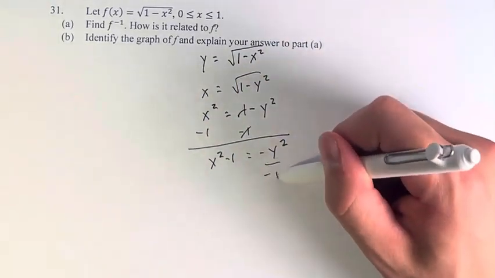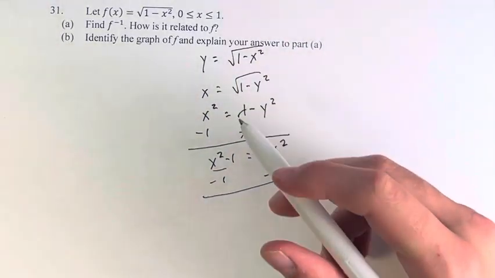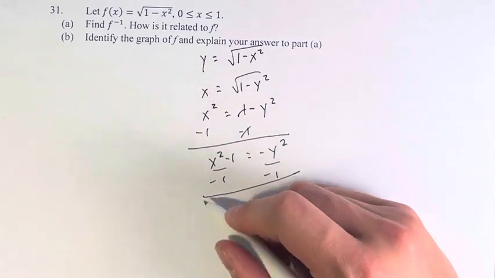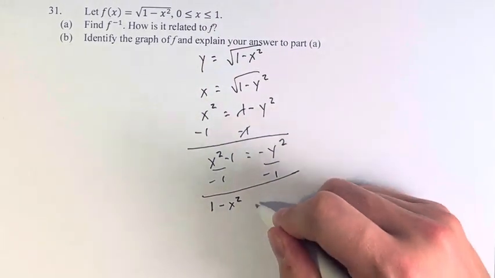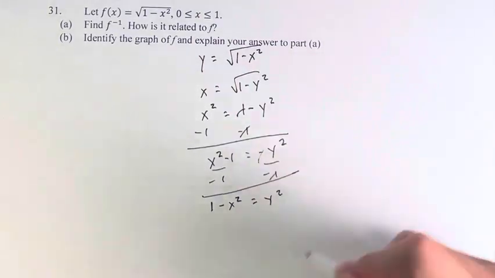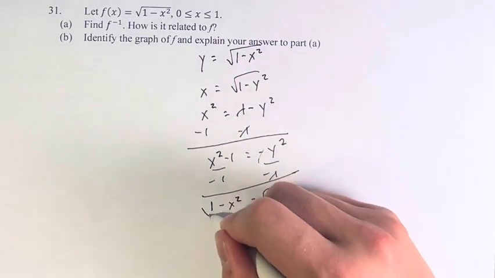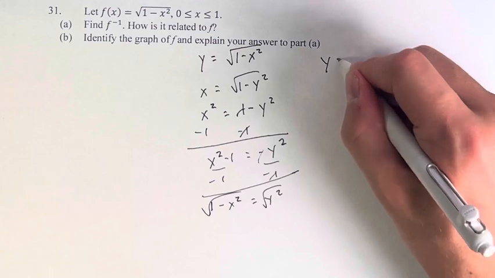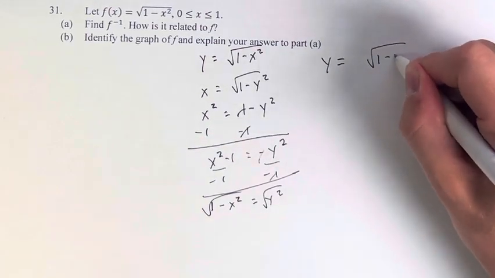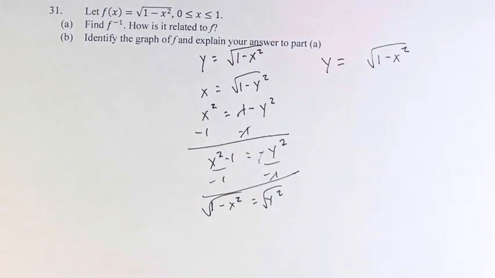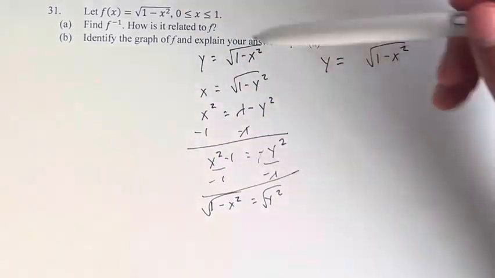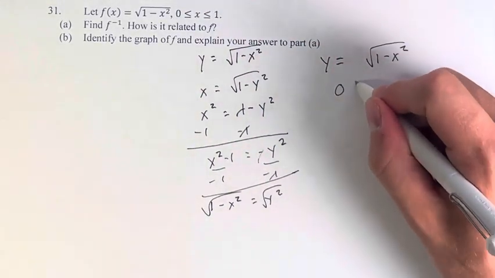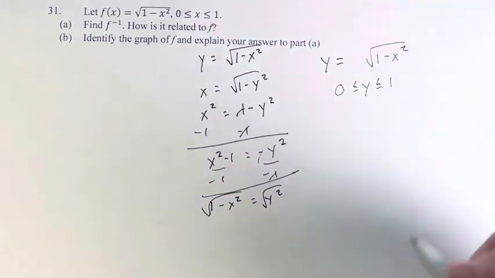And dividing by negative 1, we get negative 1 divided by negative 1 is 1, plus x squared divided by negative 1 is minus x squared. Here the negatives just cancel. Then we take the square root of both sides to get that y is equal to the square root of 1 minus x squared, where instead of the domain being 0 is less than or equal to x is less than or equal to 1, the range is 0 is less than or equal to y is less than or equal to 1.